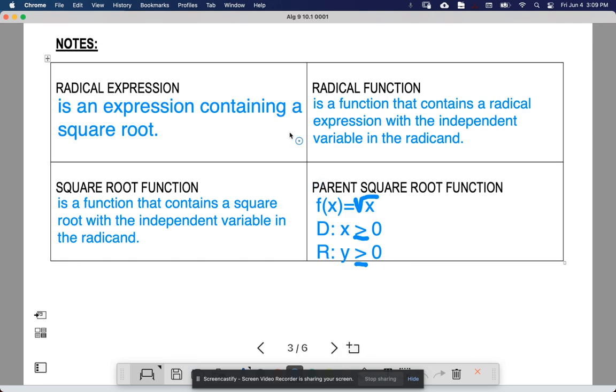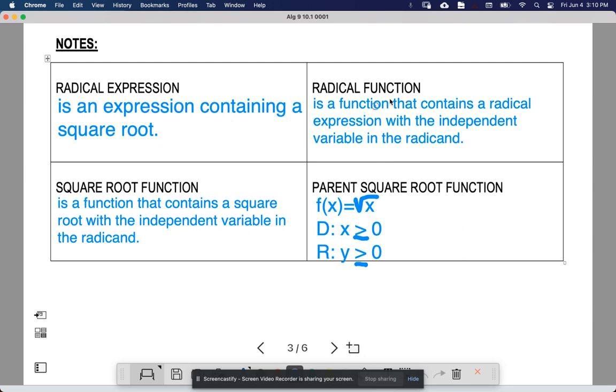Couple terms here. We have radical expression. That is just an expression containing the square root. We have a radical function that we're going to be looking at. So it is a function that contains a radical expression with the independent variable in the radicand. And you can kind of see that down here in the parent function of the square root function. So here is the independent variable inside the radicand.